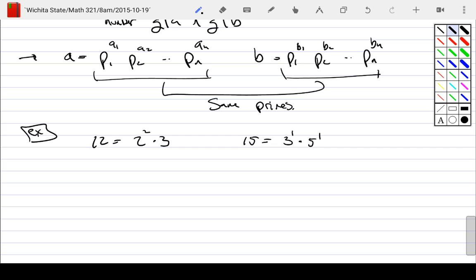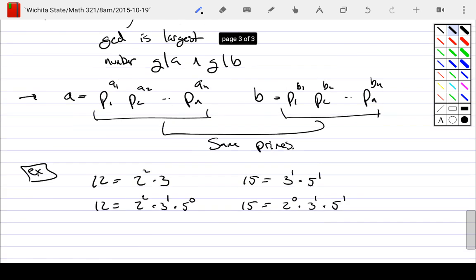If I'm going to look for the GCD or the LCM, what I'm really going to say is, what are all the primes that I see between the two numbers? 2, 3, and 5. So I would say that 12 is 2 squared times 3 to the 1 times 5 to the 0. And 15 is 2 to the 0 times 3 to the 1 times 5 to the 1, right? So I make it so that they all have the same primes. So we prime factor both of them, and then we just simply write down all the primes that we have in both. And we write them in, obviously, non-decreasing order. That's what I'm talking about.